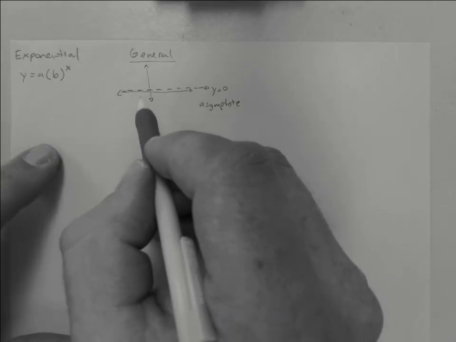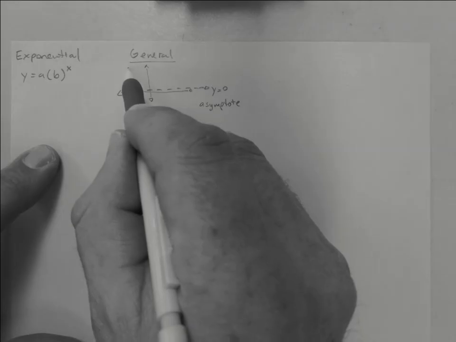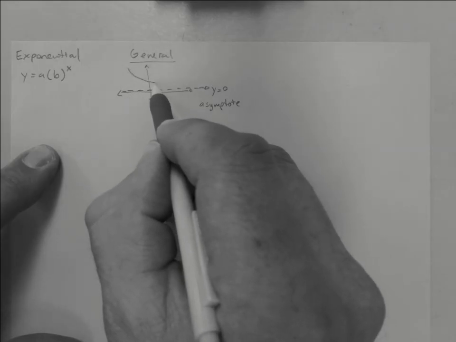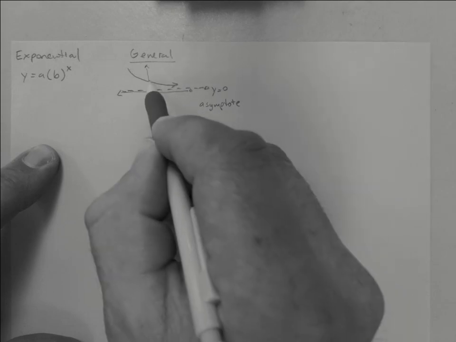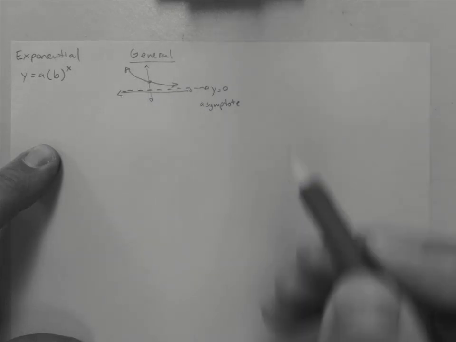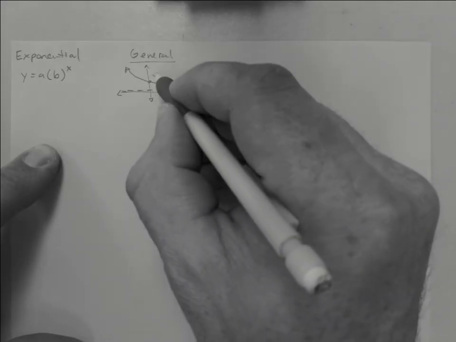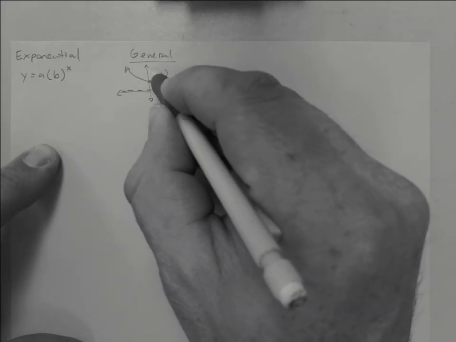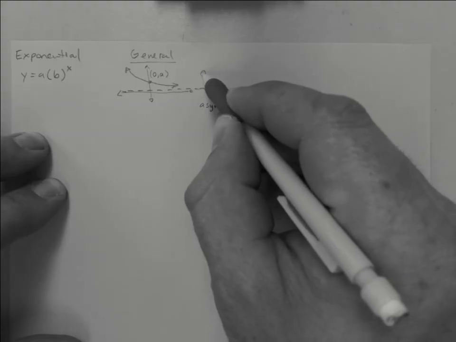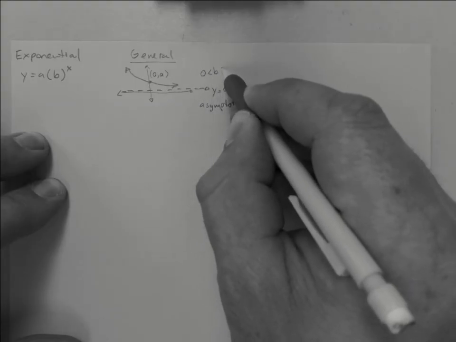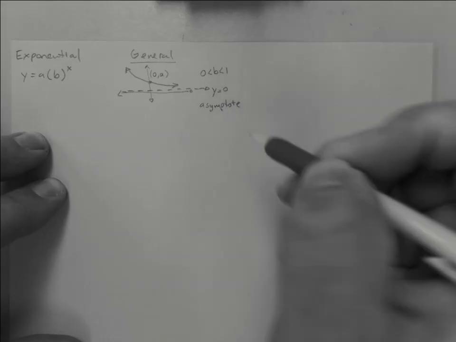And so I will have one for decreasing. So it will go like this. I will label this 0A. Okay. And this is where B is between 0 and 1.